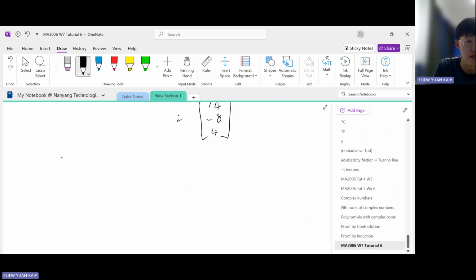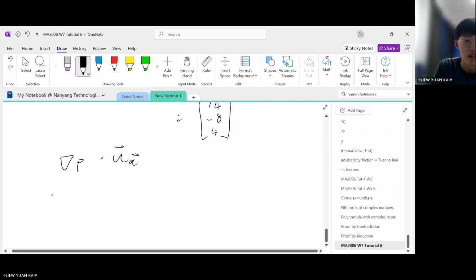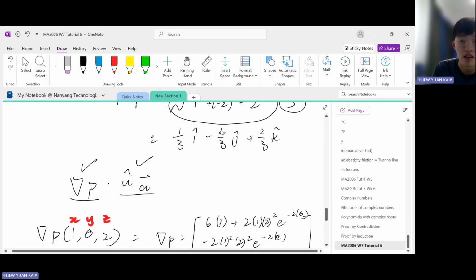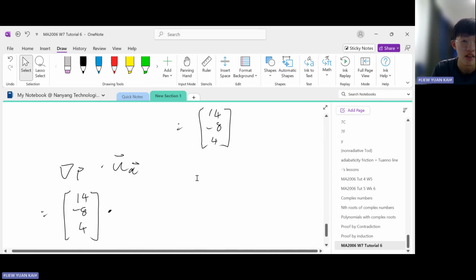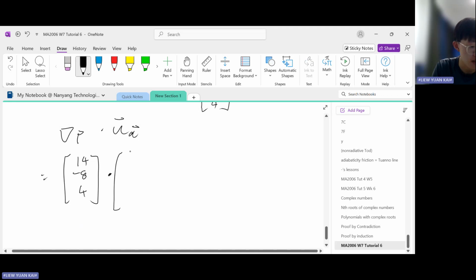Finally, the rate of change of p in the direction of A is equal to this vector that we got, dot product with the unit vector. The unit vector, instead of writing it as ijk, I'm going to write it as a column vector. So just fill the entries out: 1/3, -2/3, and 2/3. Then you evaluate this dot product.